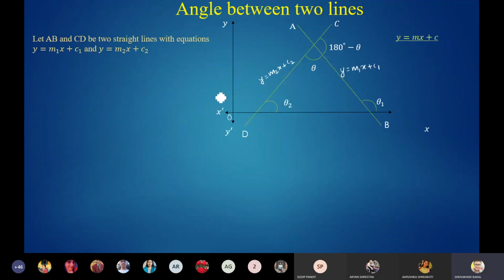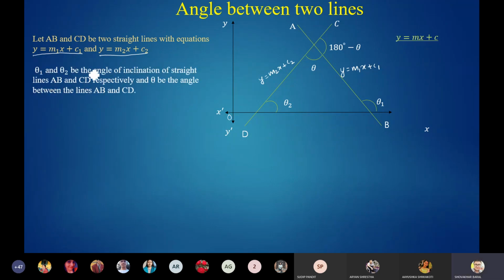Please write it first. Let's suppose AB has equation y equals m1x plus c1. This is the equation of AB and this is the equation of CD. Theta1 and theta2 be the angle of inclination. You need to be clear with the concept. You cannot simply write the angle. Then you have to write theta1 and theta2 be the angle of inclination of straight lines AB and CD respectively. And theta be the angle between the lines AB and CD.